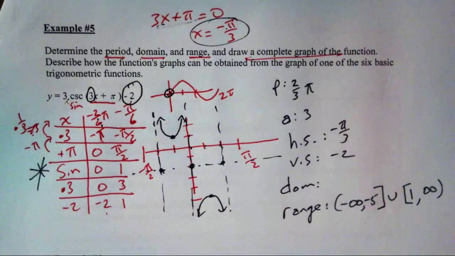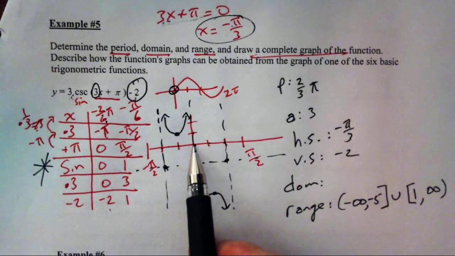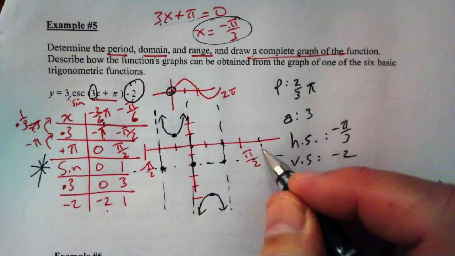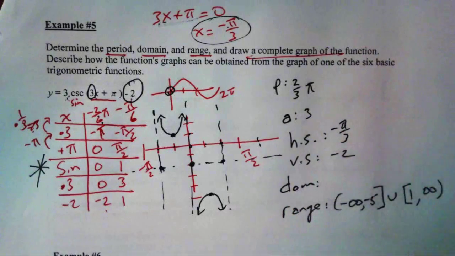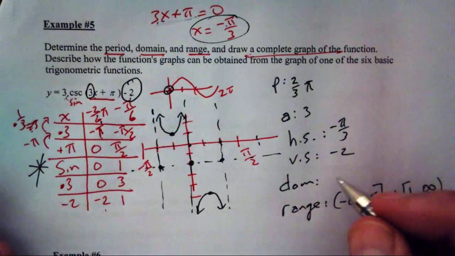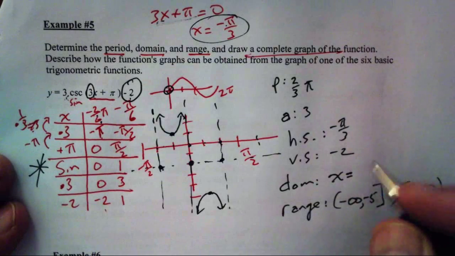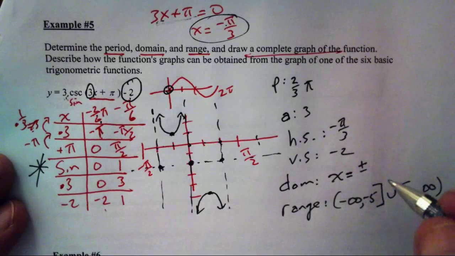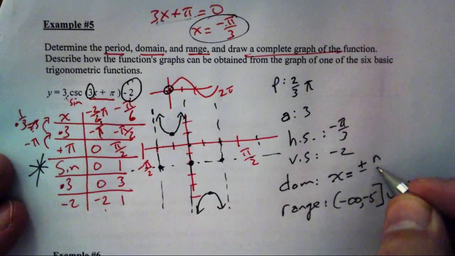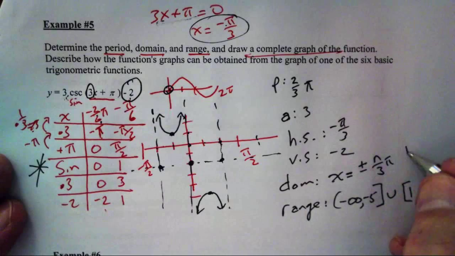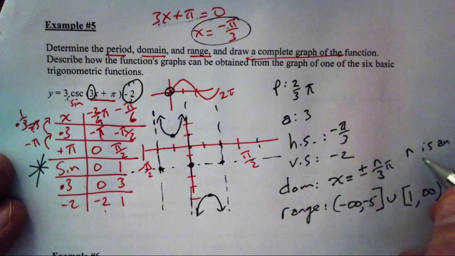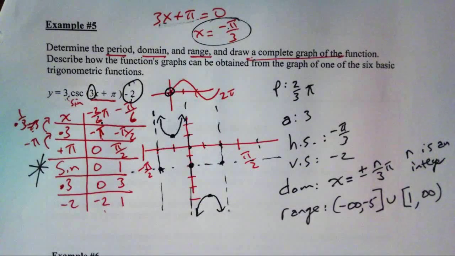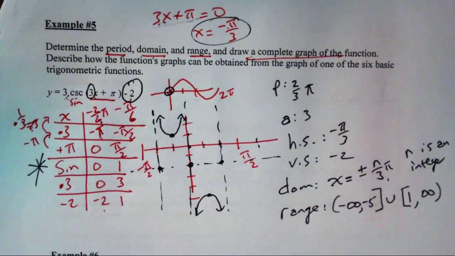But the domain, that's a tricky one. The domain doesn't exist at 0, doesn't exist at 1/3 pi, wouldn't exist again at 2/3 pi, 3/3 pi, 4/3. It doesn't exist at increments of 1/3 pi. So I'm going to say x cannot equal plus or minus multiple 1/3 pi's, n on 3 pi's, where n is an integer. There's our domain. That one's a little bit sneaky compared to some of the things we've done.